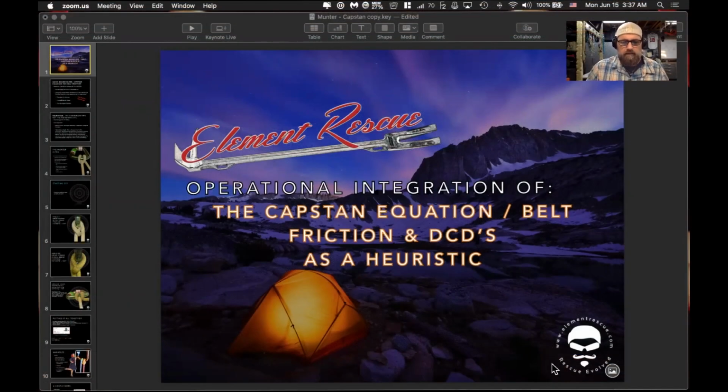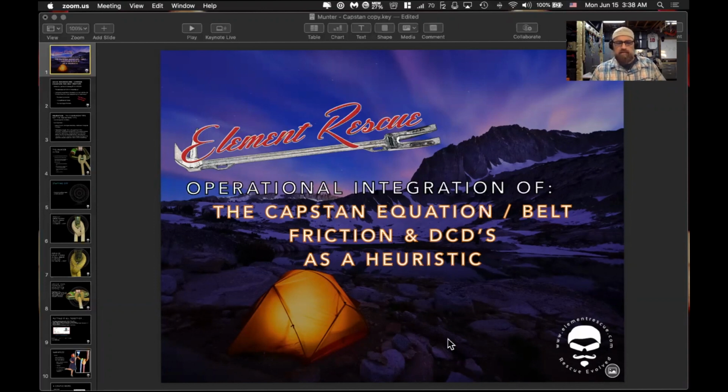All right, tonight we're going to take a look at integrating the Capstan Equation as a heuristic into your toolbox when you're doing vertical stuff. It's going to be very specific to the Capstan Equation and how it relates to descent control devices for the most part tonight. At a later time, we'll get into all the other ways that you can use that capstan to be able to estimate friction that exists in your system, including over edges or multiple edges around door frames, things like that, if you're doing hasty bailouts.